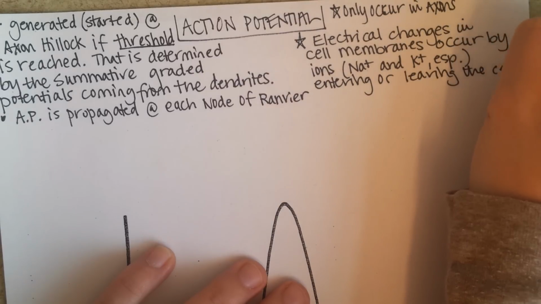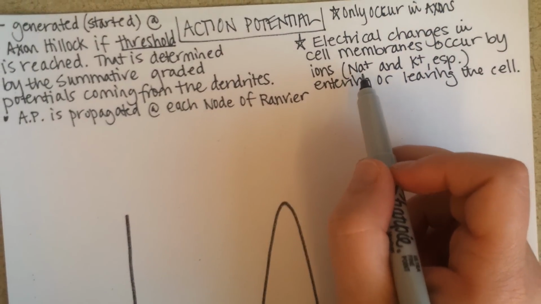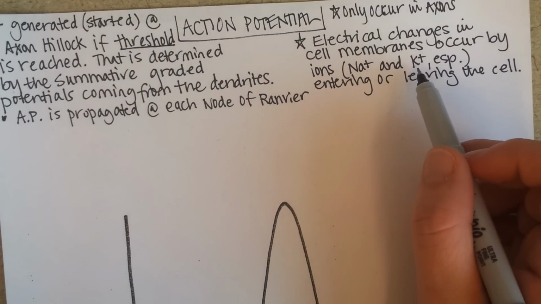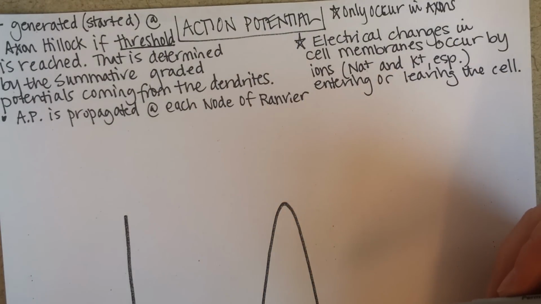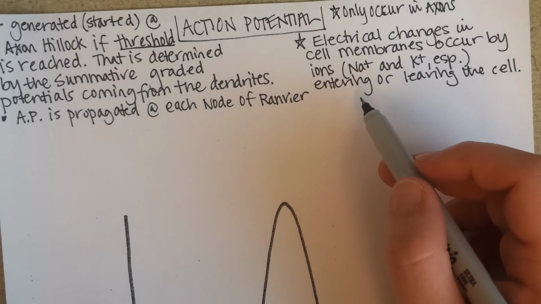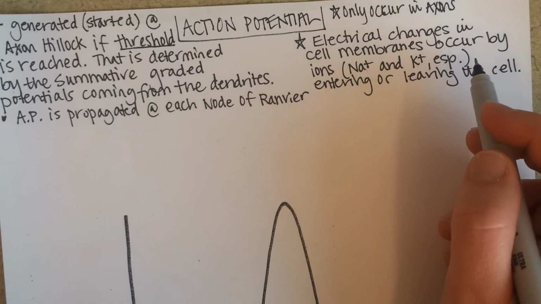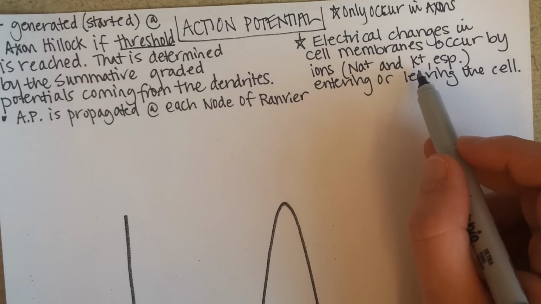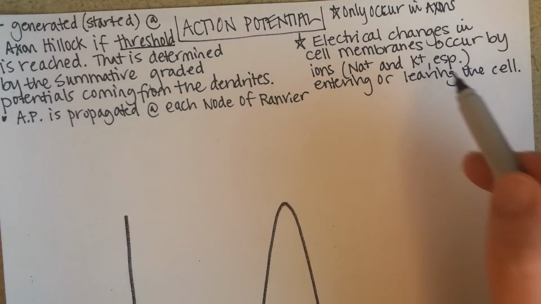Look at it this way. If a bunch of sodium ions enter the cell, now the cell's more positive. If a bunch of potassium ions leave the cell, well, now the cell is more negative. So it's a relative thing. Are there relatively more sodiums coming into the cell or potassiums leaving the cell? If more sodiums are coming in, now depolarization is happening. If potassium ions are leaving, now repolarization is happening.